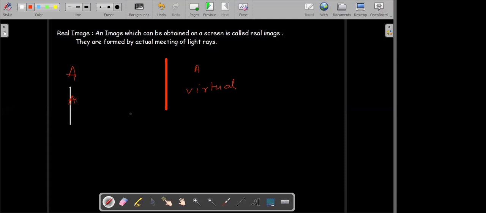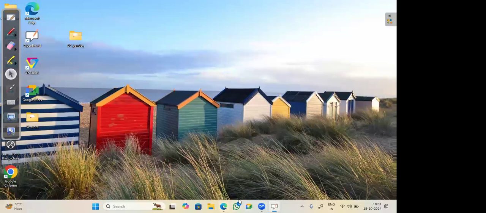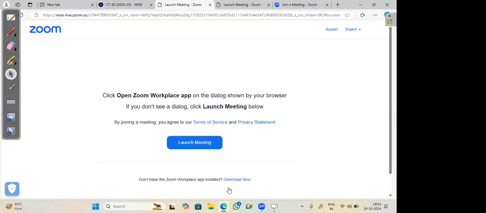To see from this, it is understood. This is a virtual image. Now let's see how a real image looks. I show you an image formed by a lens. So let's see an image formed by a lens here.